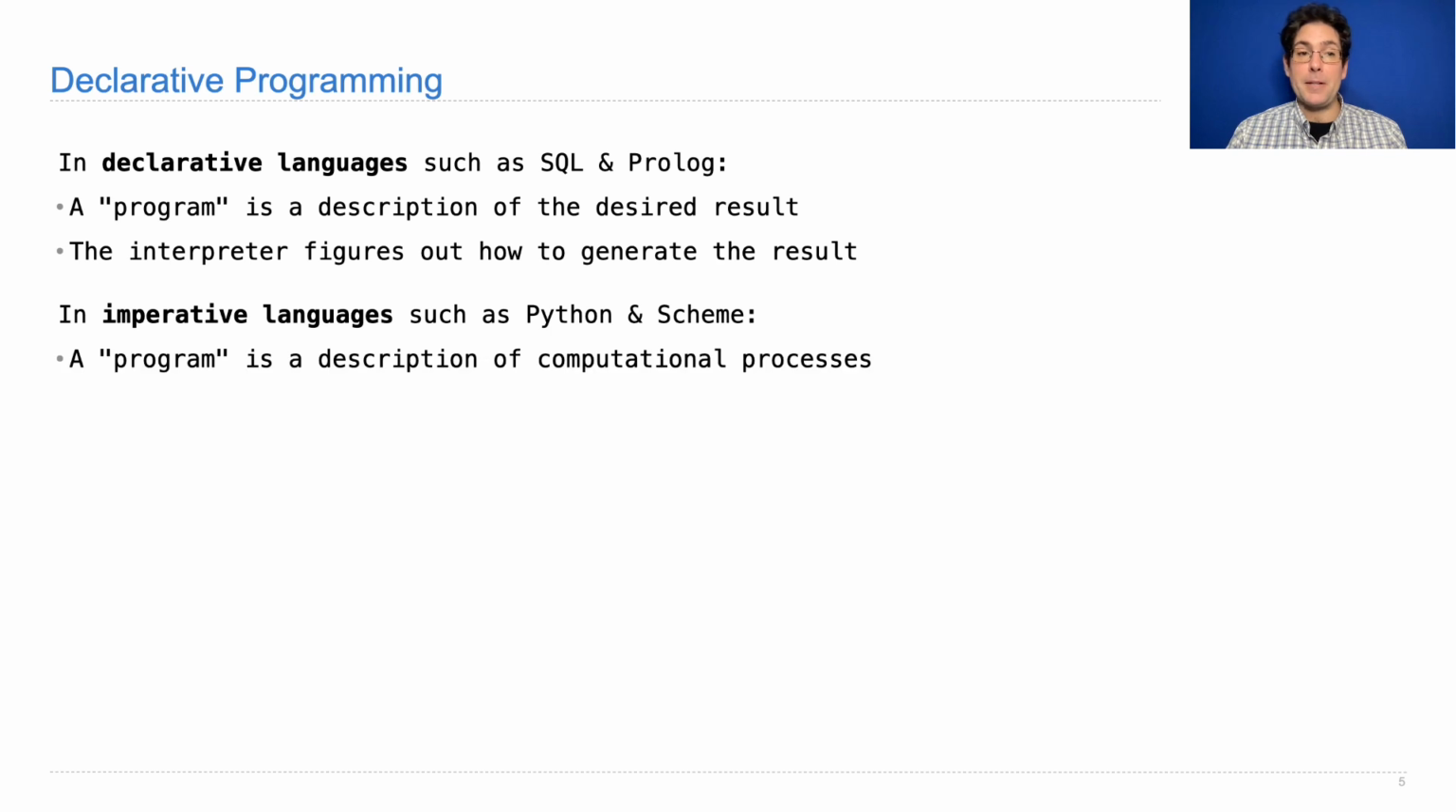Imperative languages, by contrast, have programs that are descriptions of a computational process, and the interpreter carries out the execution and evaluation rules for that process. And so much of this course has been about anticipating what the interpreter is going to do when you write a program. But that's actually trickier in declarative languages. In SQL in particular, there may be multiple ways to actually carry out the computation needed to compute the result that's described by a SQL query.